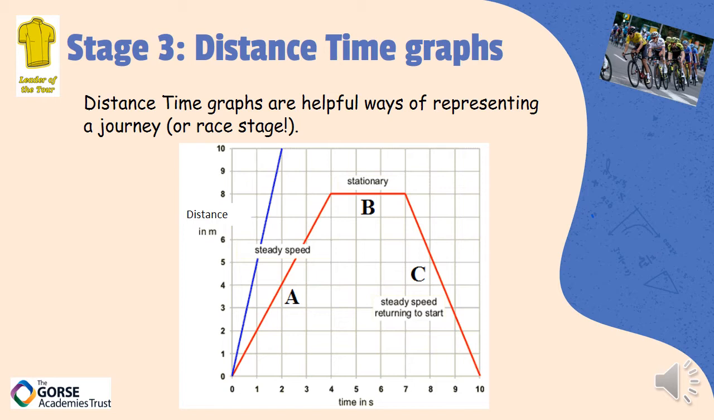This represents a journey. Part A, the diagonal line going up, is when a person has moved away from a fixed point and is going at a steady speed. Part B, when the line becomes horizontal, flat, that's when the person stood still. Then part C, where the line is diagonal but going downwards, that's when the person is returning to the start, again at a steady speed. Imagine you're in the park and you ran to a certain point, stood still for a few seconds, and then ran back to where you started. That's what this would be like.